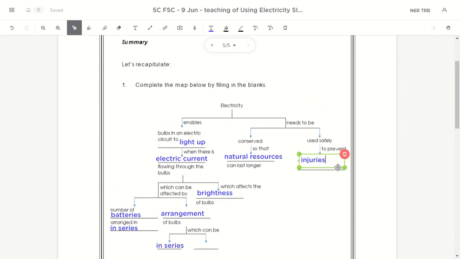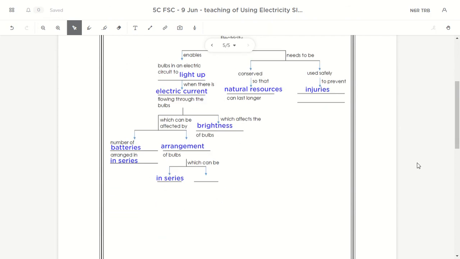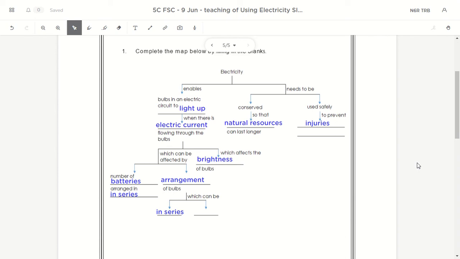All right, so this is the answer for page 8 to page 12. This is basically the second half of your Using Electricity notes. So make sure you copy down all the blanks that we have gone through. Make sure it's all completed.